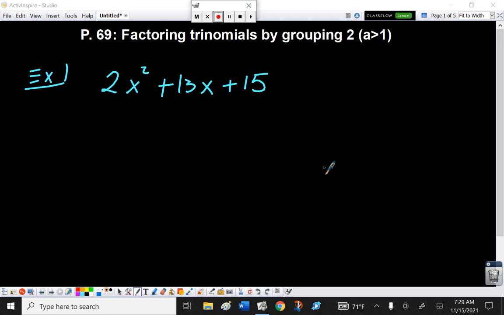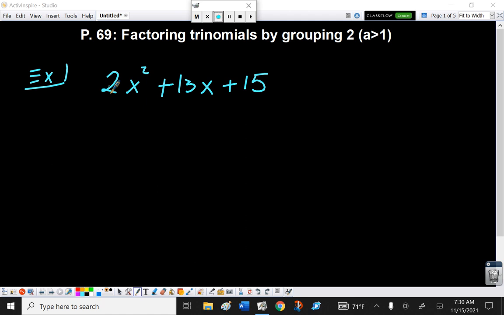Well, welcome back. We're going to go ahead and continue on page 69, factoring trinomials by grouping. This is part 2. This is where the leading coefficient, or the number right up front with the x squared, is greater than 1. We just finished doing the examples where the front number was 1. Those were a little simpler. These aren't complicated, but there's another consideration you have to take into account when you have this number that's not 1. All right, so let's go ahead and do this first example.